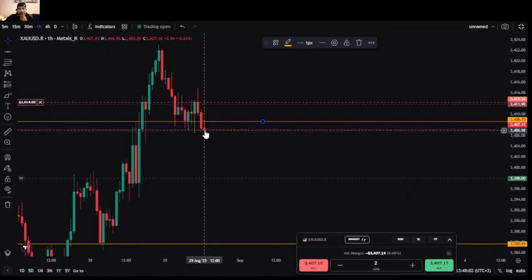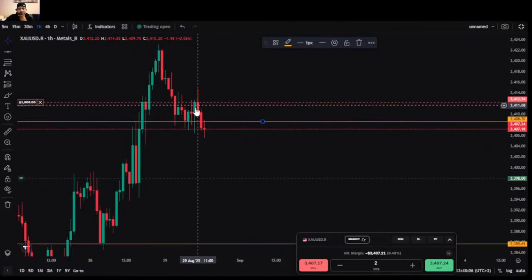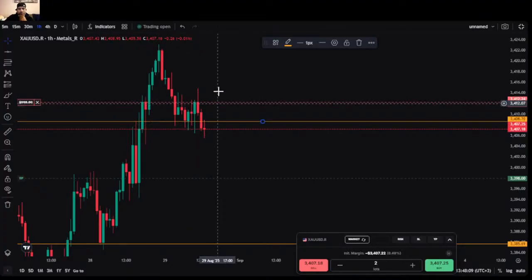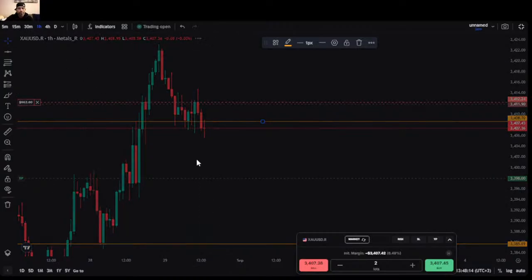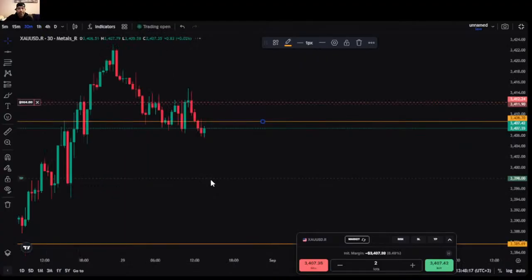Honestly, if this flips bullish and comes back up into the range here, then this could have been the low to that correction, and we're going to start moving up. But I need to see it form some sort of support here. Maybe on the 30-minute, it'll give us something more of a confirmation.